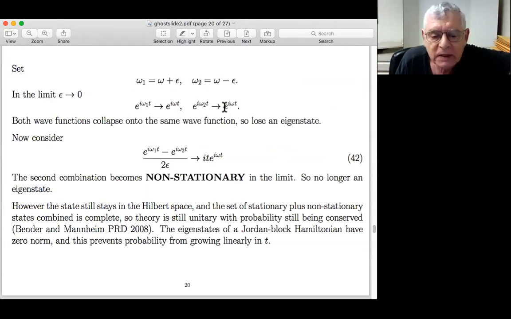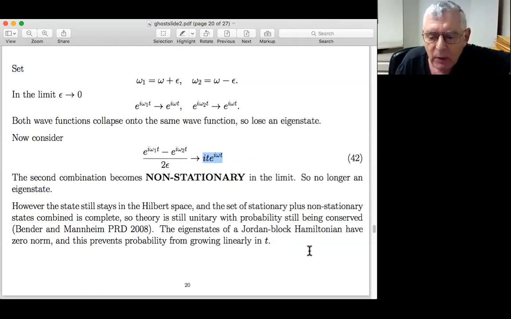But where did the other state go? So take the difference and divide by epsilon. It becomes i t e to the i omega t. It's non-stationary. So in that limit, at that point where omega 1 is equal to omega 2, remember, that's the point where everything becomes singular, one of the states becomes non-stationary.